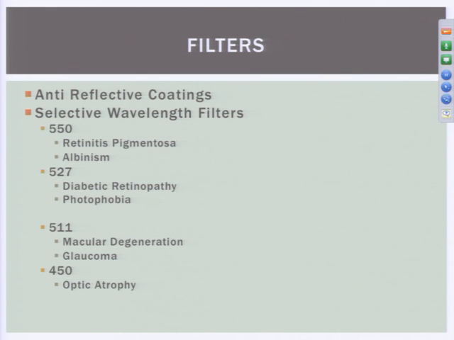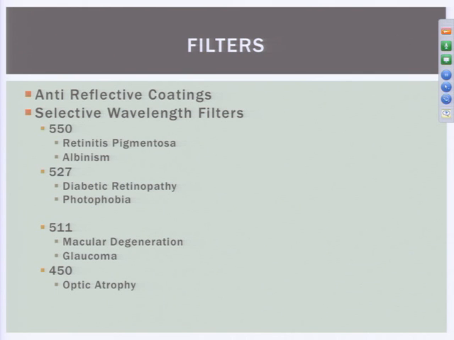And the 511 filter is sort of a yellow color. If you see someone wearing glasses that have a yellow tint, then those people are probably wearing a 511, which is the most common filter we use because macular degeneration and glaucoma are the two most common diseases that we see. There's one more filter that's a new one. This is the 450 filter that seems particularly useful in patients with optic atrophy or optic nerve disease.